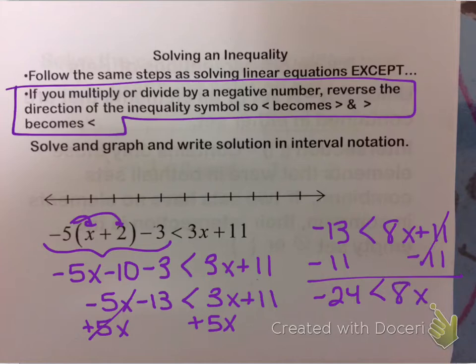And by doing that, that means my last step, the multiplying and dividing step, I'm going to end up dividing by a positive number, so I don't have to worry about the inequality flipping. So x is greater than negative 3.